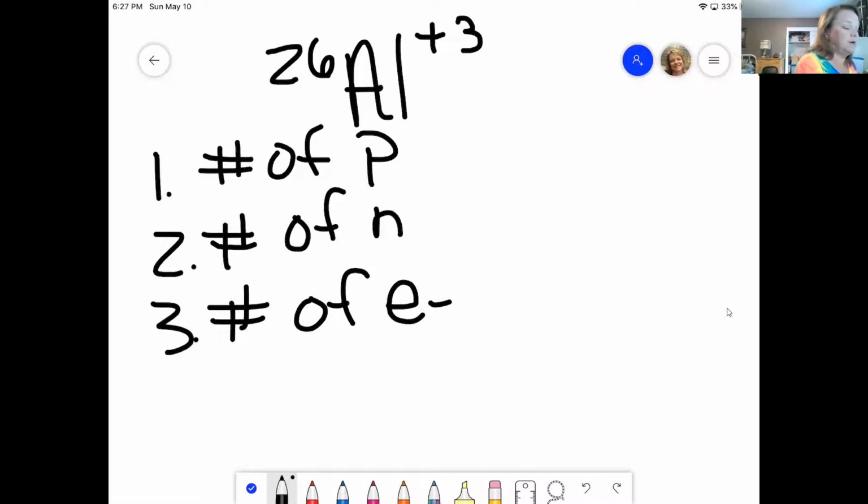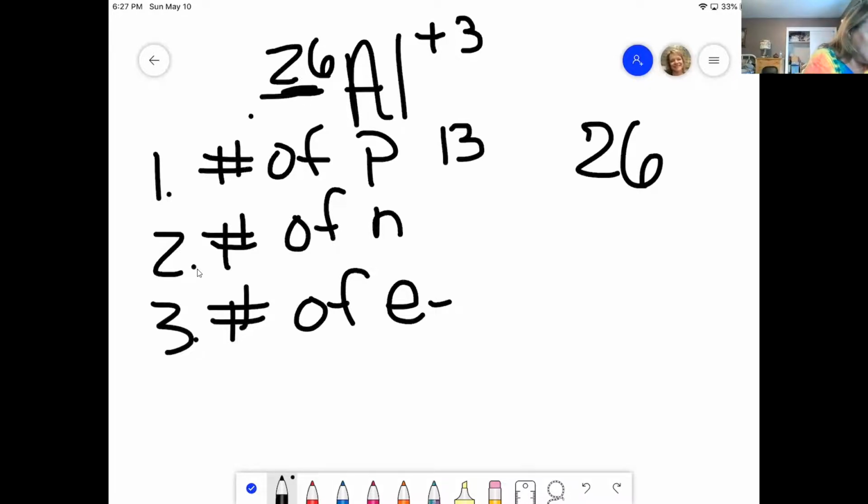Number 1, number of protons. Aluminum is aluminum because of its 13 protons. Everything in the whole universe that has 13 protons is going to be aluminum. So the number of protons is 13. Number of neutrons is going to be 14. Remember, that's our mass number that I gave you in the upper left-hand corner, 27, minus the number of protons, and we end up with 14.